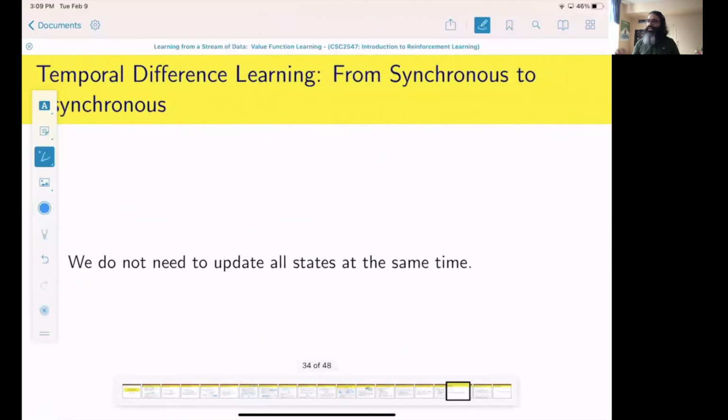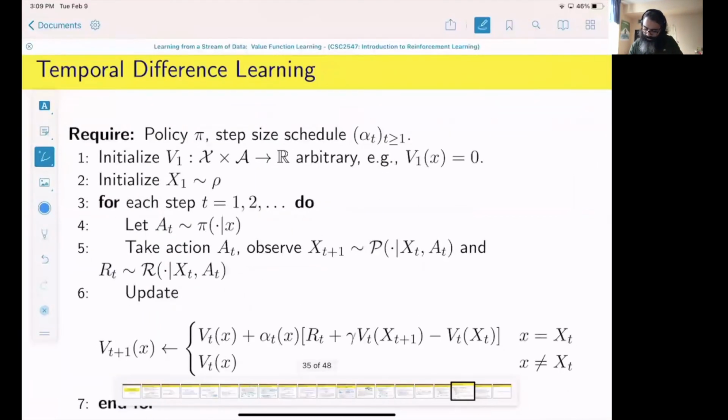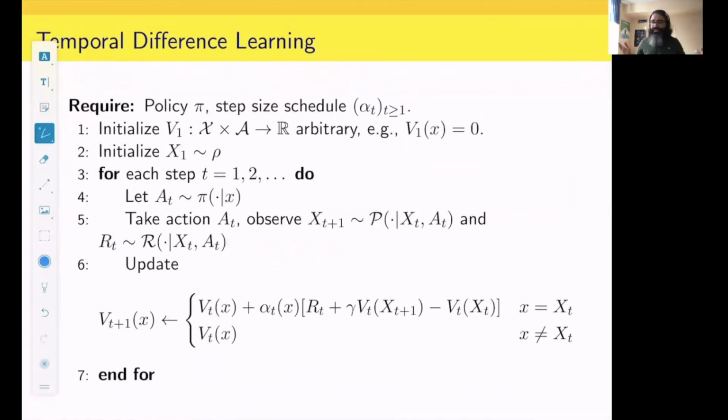But here, the idea is that we do not need to actually update all the states at the same time. We can update only one state at any time and keep the rest the same as before. So the procedure would be something like this, and this is the temporal difference learning algorithm. Hopefully this is a bit more clear the way I write it here. It's very similar to the previous case.